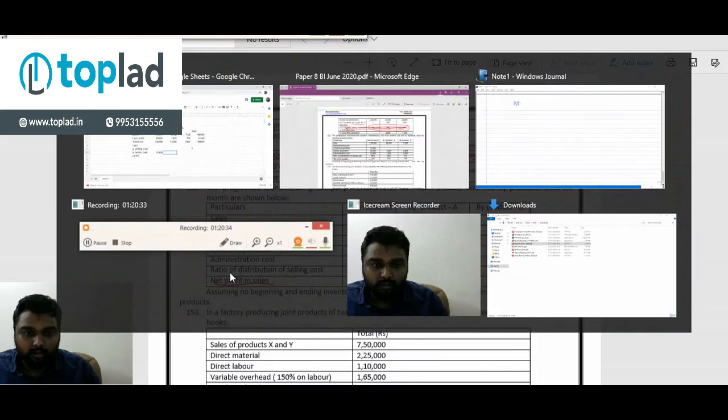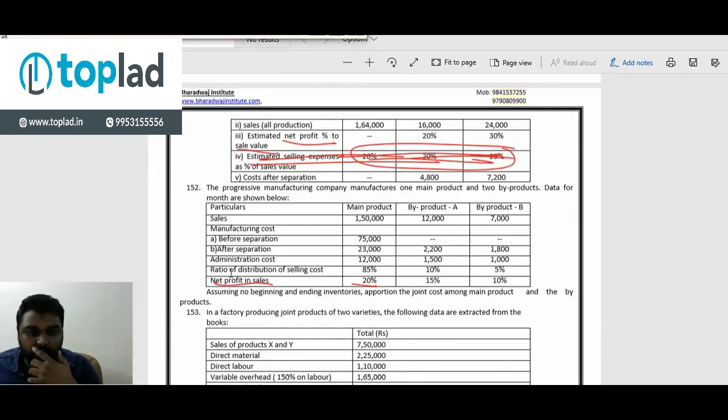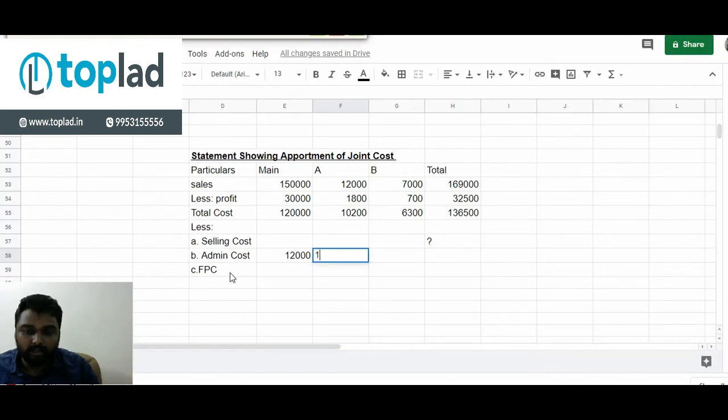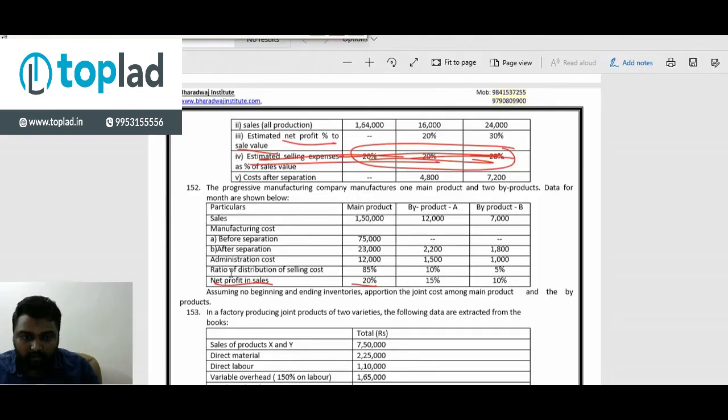See, selling cost is given as a ratio of distribution cost. Is it correct? No. Selling cost percentage only is given, the amount is not given. Admin cost is given as 12,000, 1,500, 1,000. Are you able to see?